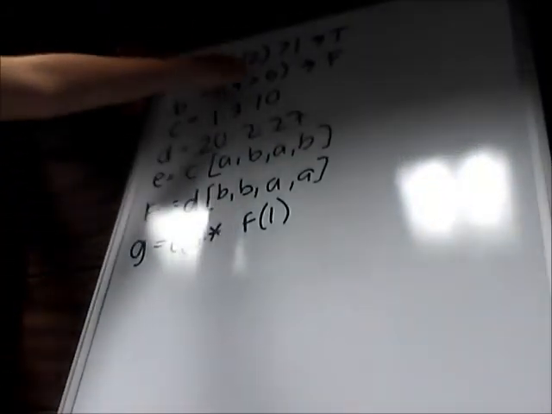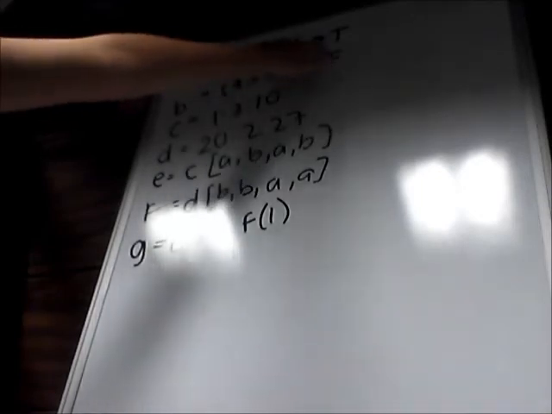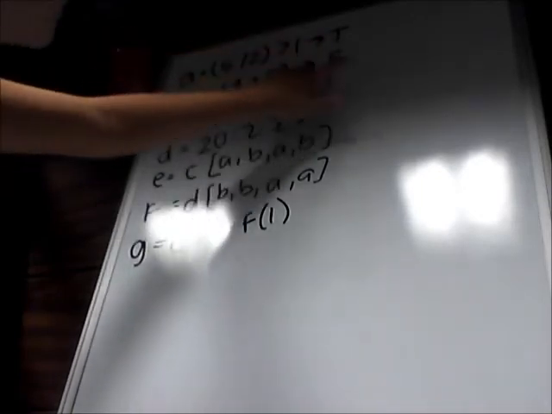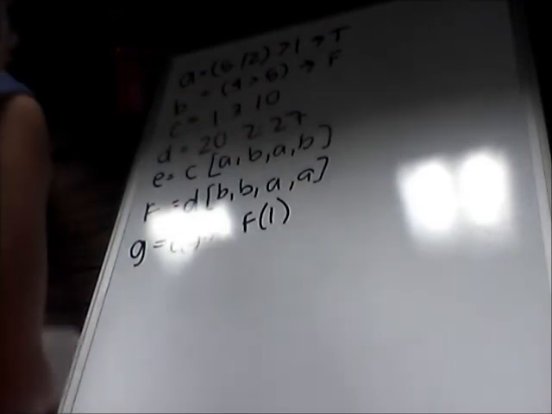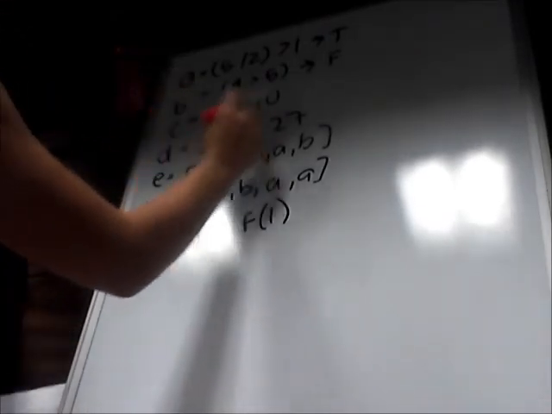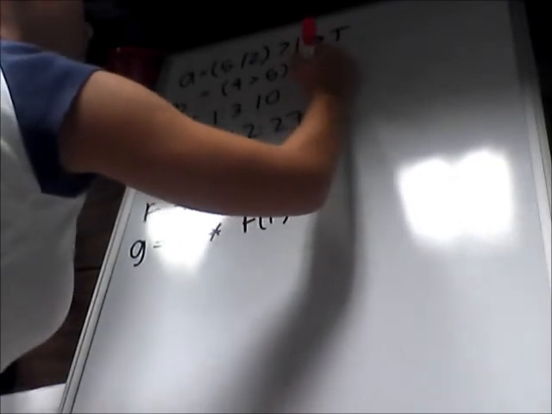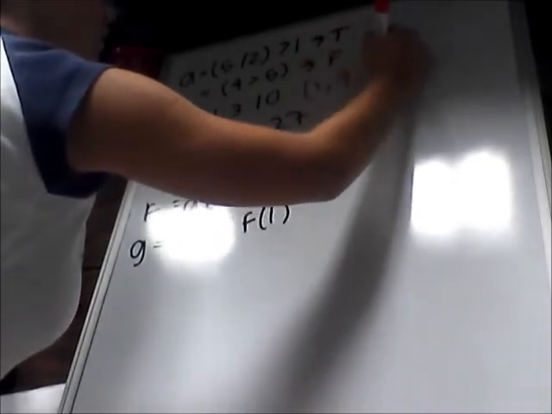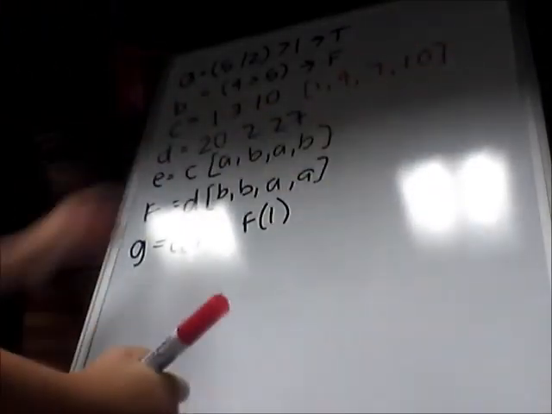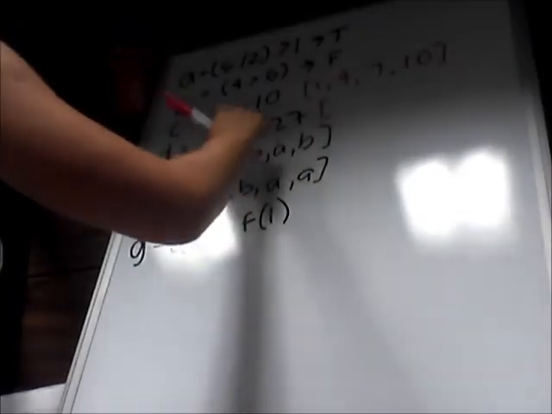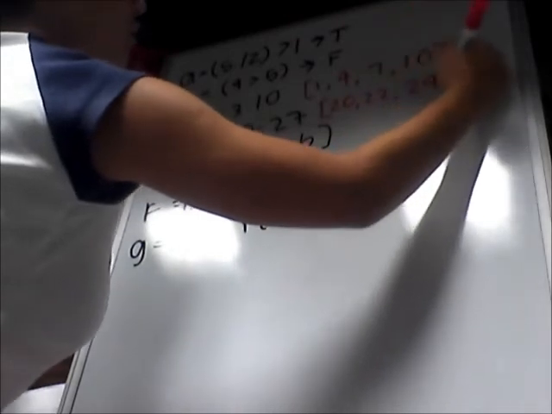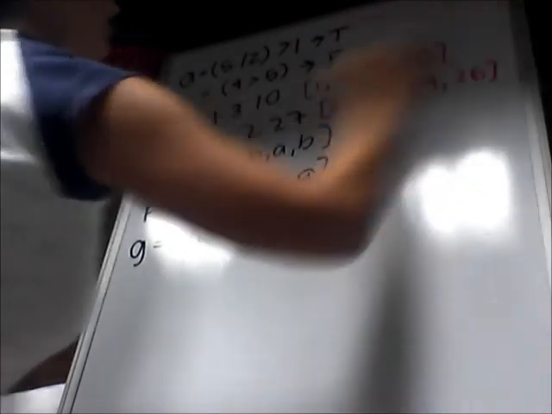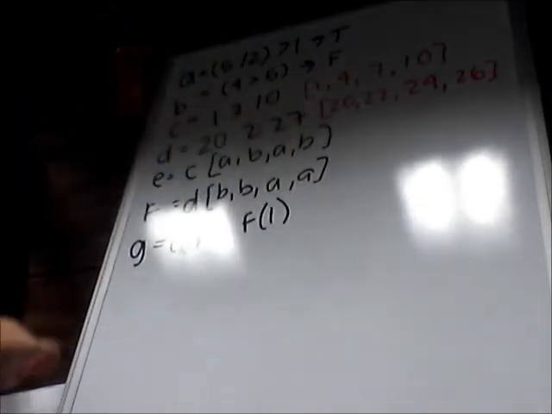Alright, so we're going to work out this problem now. I've already done A and B. 5 divided by 2 is 2.5, which is greater than 1, which is true. 4 is not greater than 5, so B is false. C is equal to 1, 3, 10, which is start, step, stop. So we have 1, 4, 7, 10. D is equal to 20 to 27. So 20, 22, 24, and 26. Remember that your end number does not always have to be in your output vector.